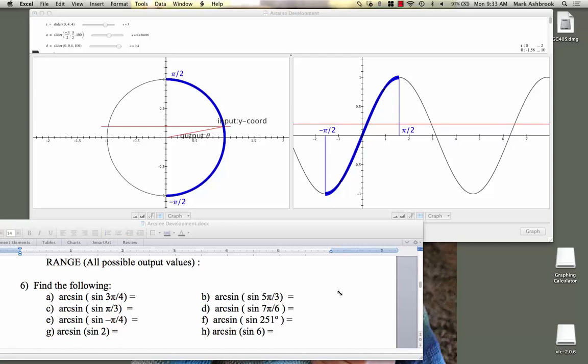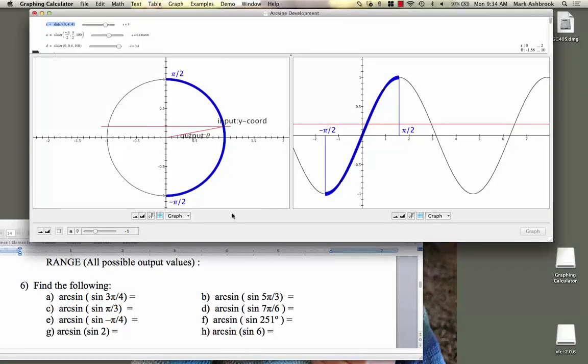So what's the arc sine of the sine of 3 pi over 4? Remember our example from the beginning of class? Where's 3 pi over 4? It's in the second quadrant. An angle of 3 pi over 4 is right here, exactly, splitting the second quadrant in half.